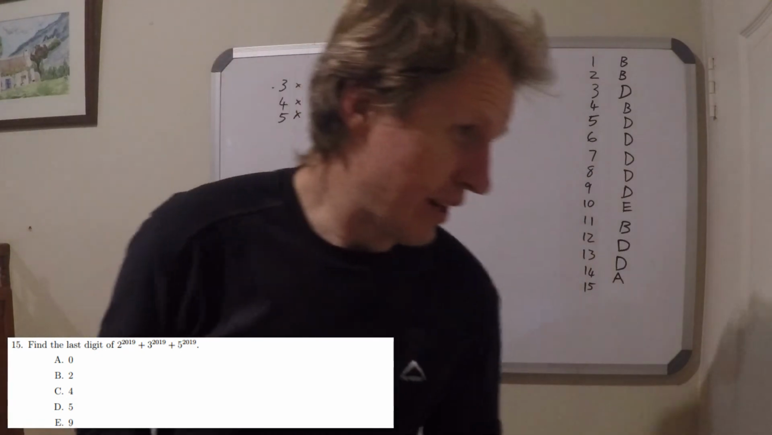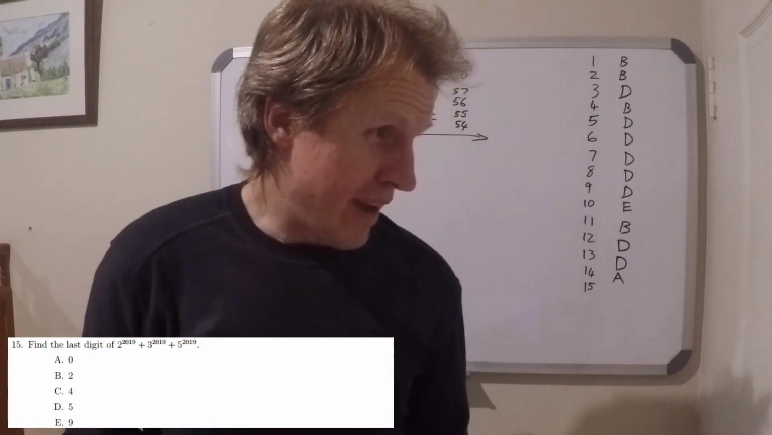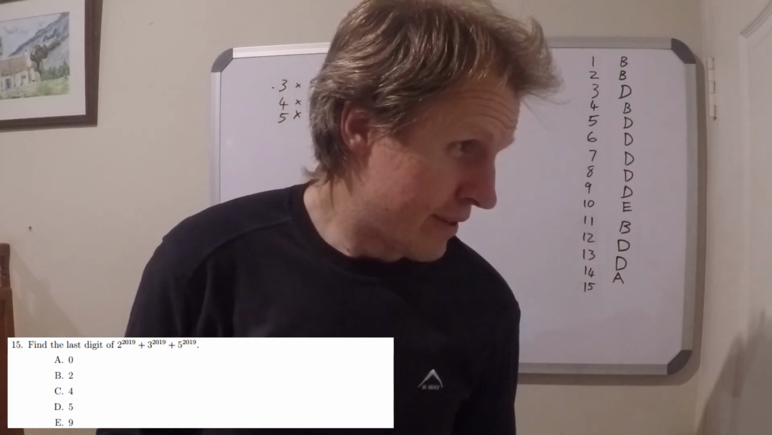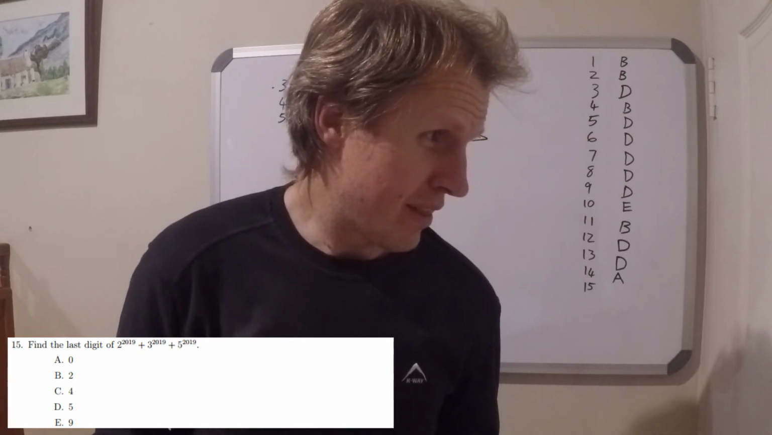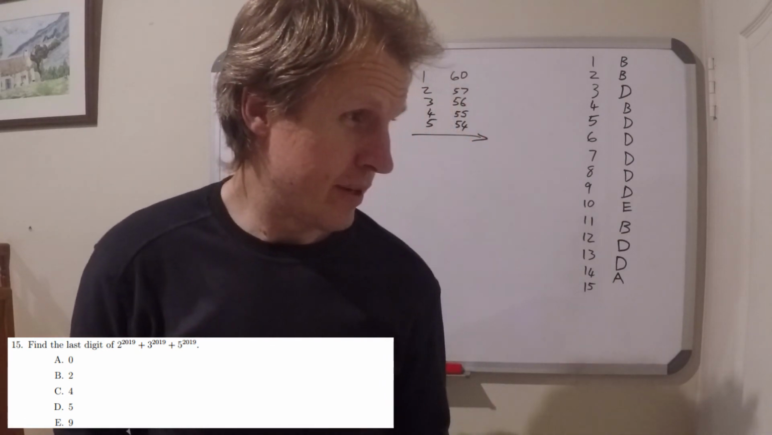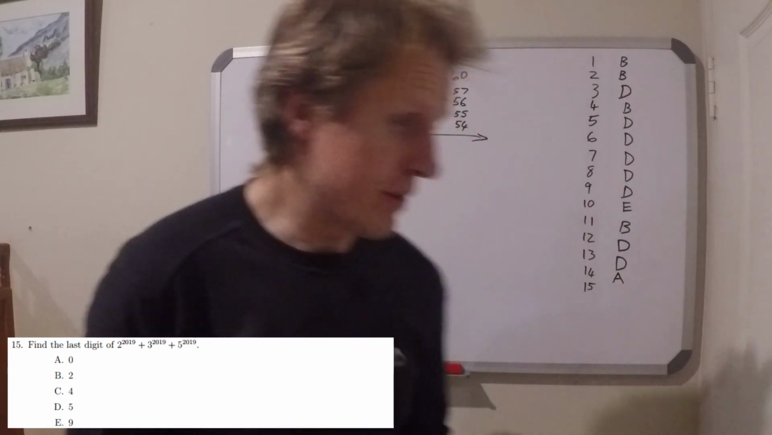Okay, let's go to the last question. Find the last digit of 2 to the power 2019 plus 3 to the power 2019 plus 5 to the power 2019.